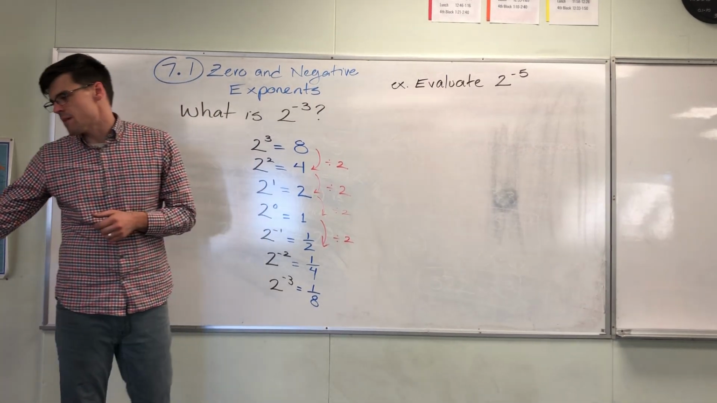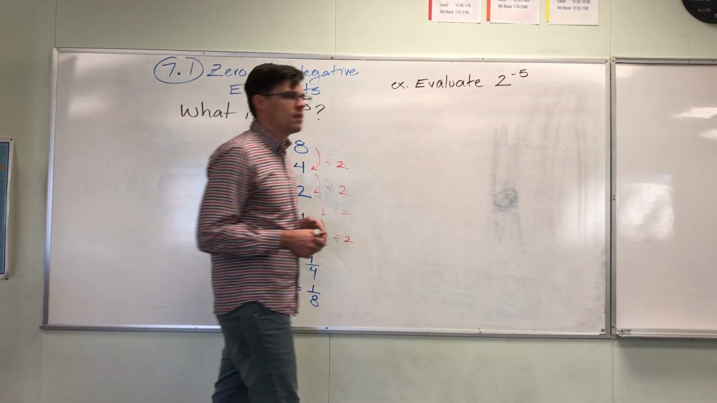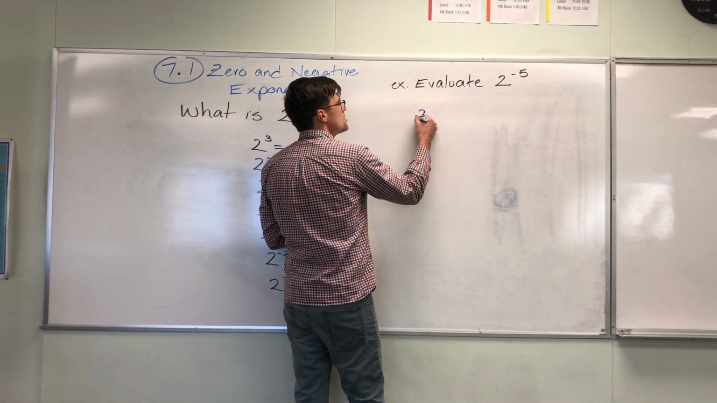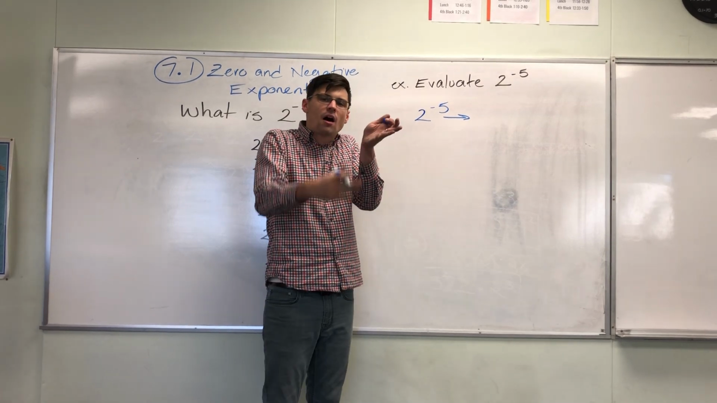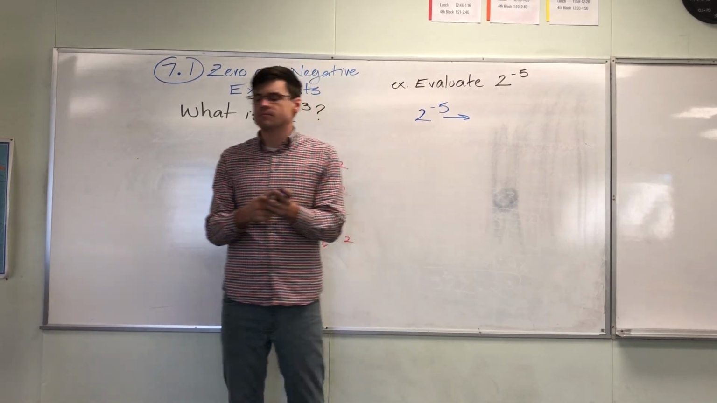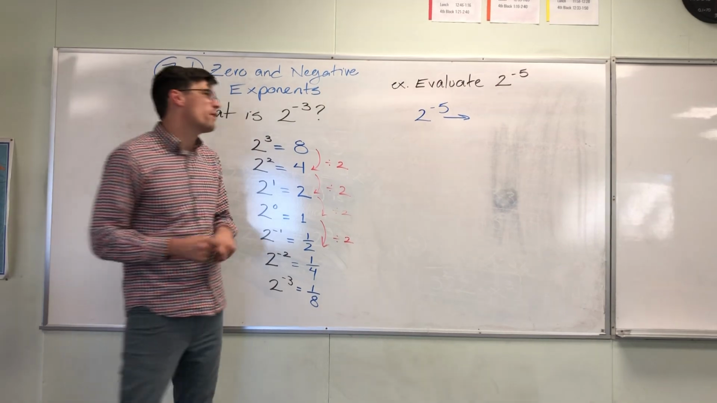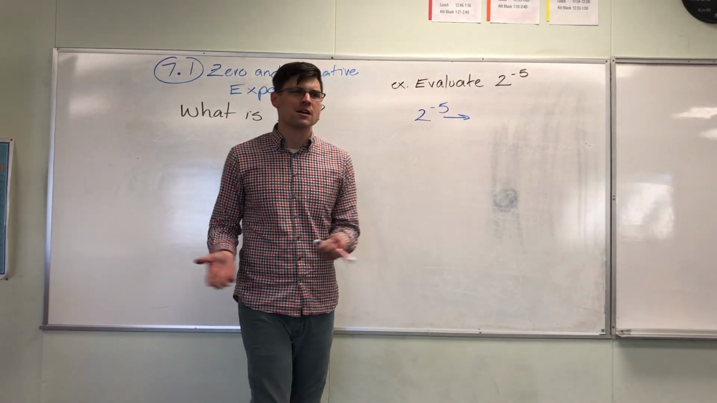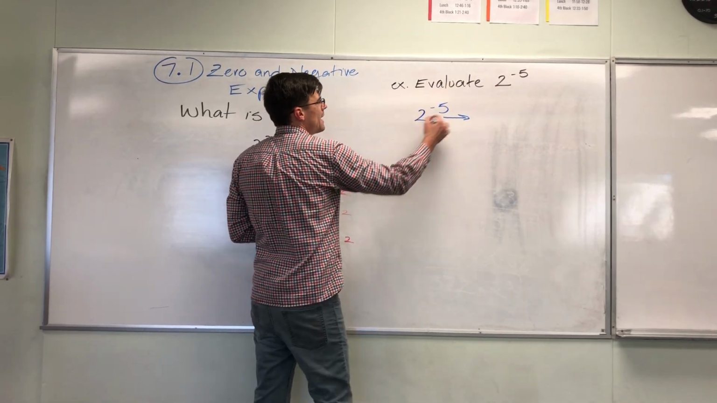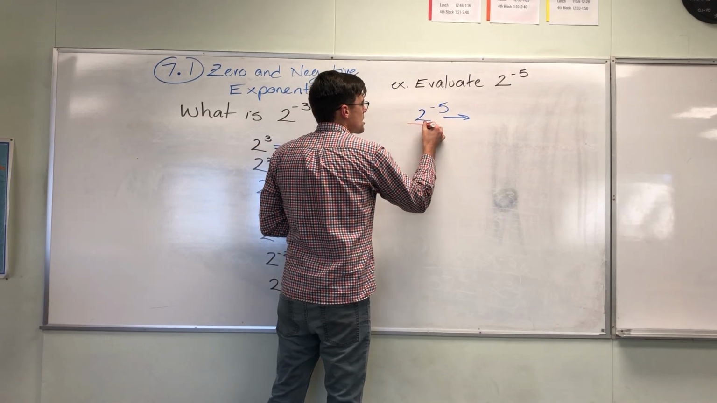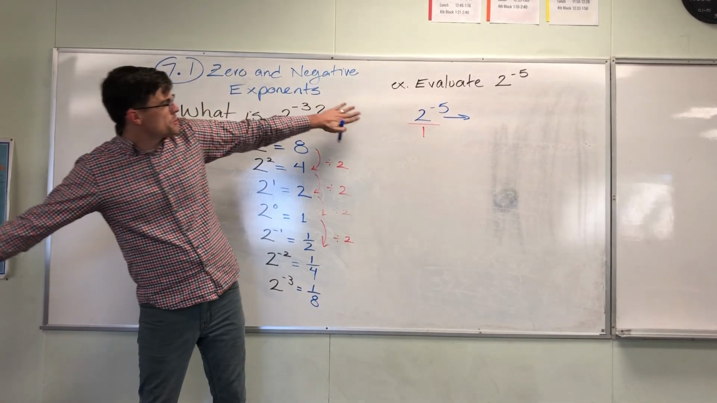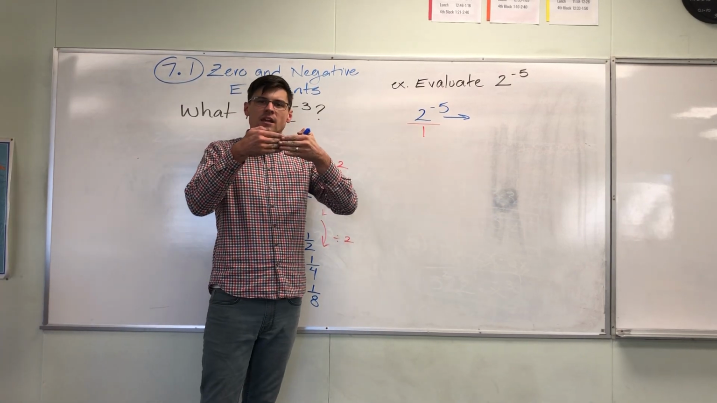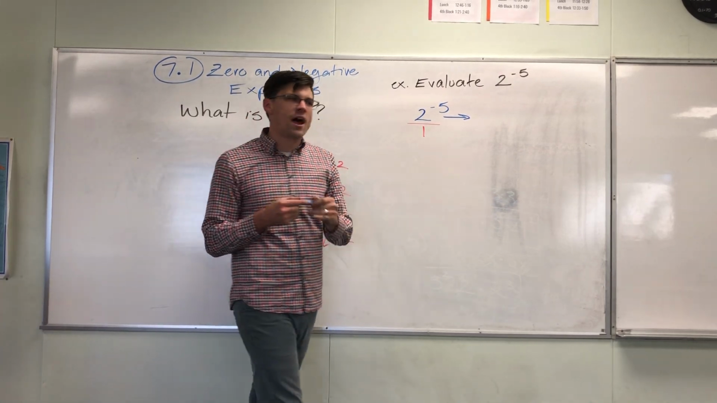So what I would say is to evaluate a negative exponent, we're going to move the power to the bottom, across the fraction. If you're thinking, wait, what fraction are you talking about? Remember that I can write any integer as a fraction if I give it a denominator of 1. And so this 2 to the power of negative 5 is going to get moved into the bottom of the fraction.